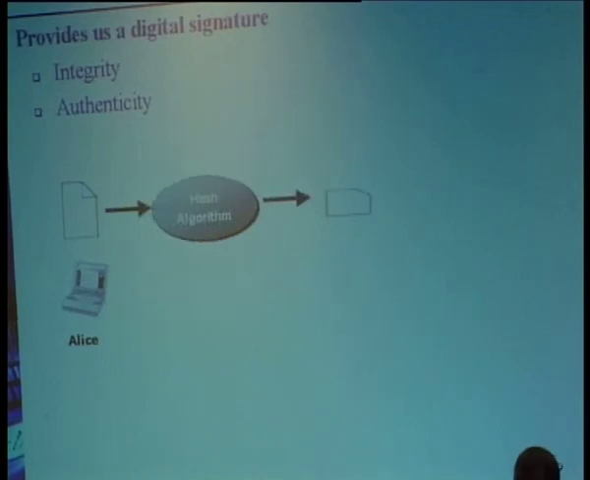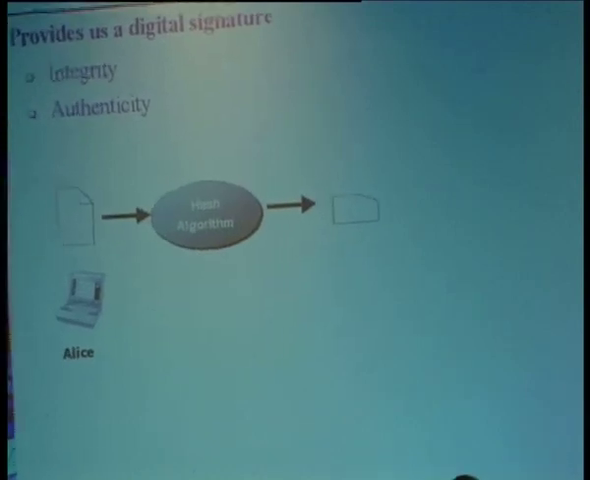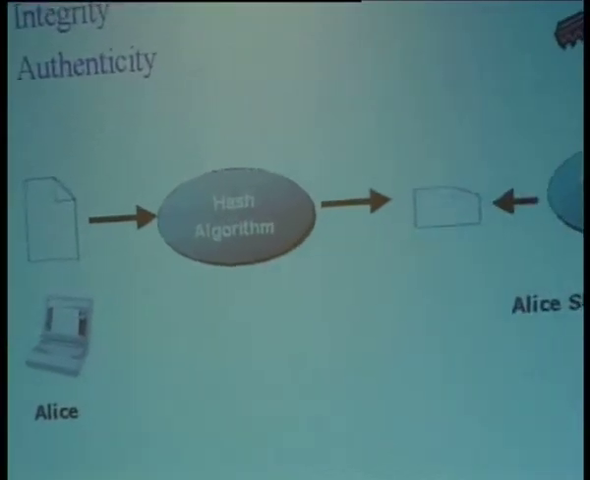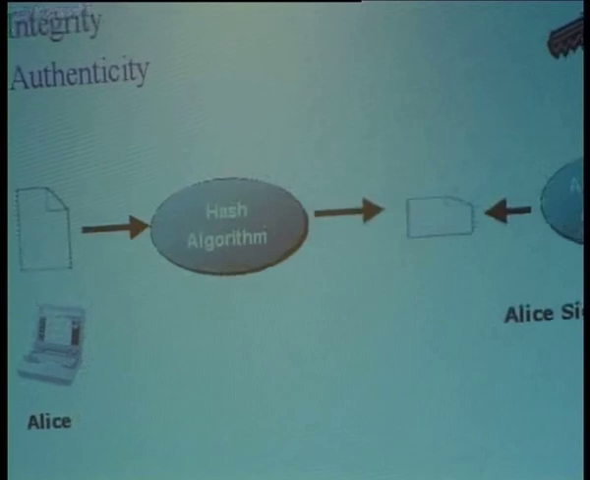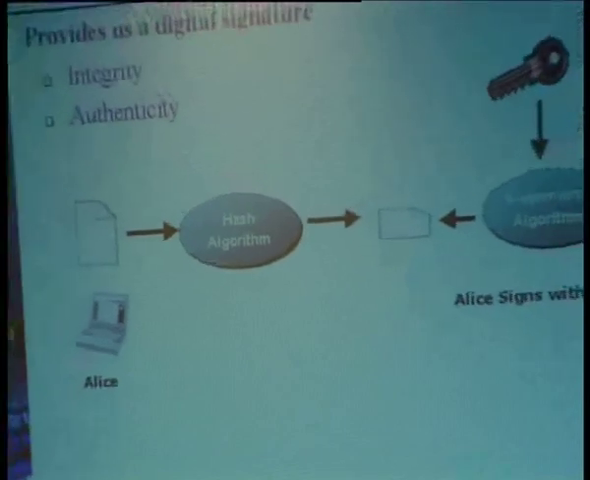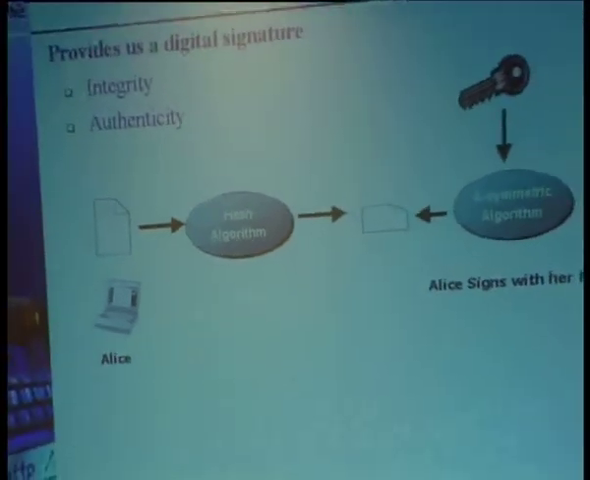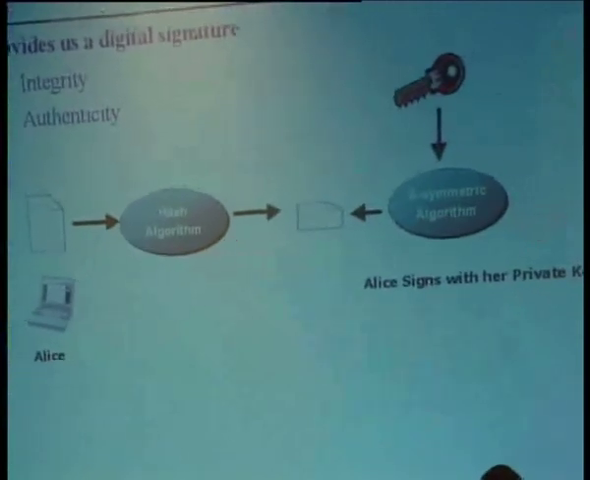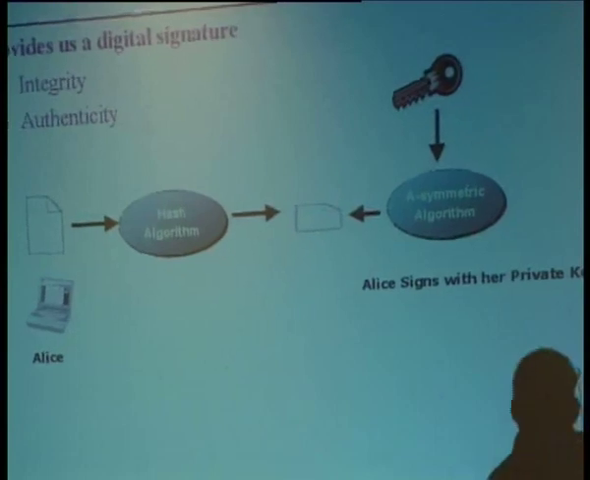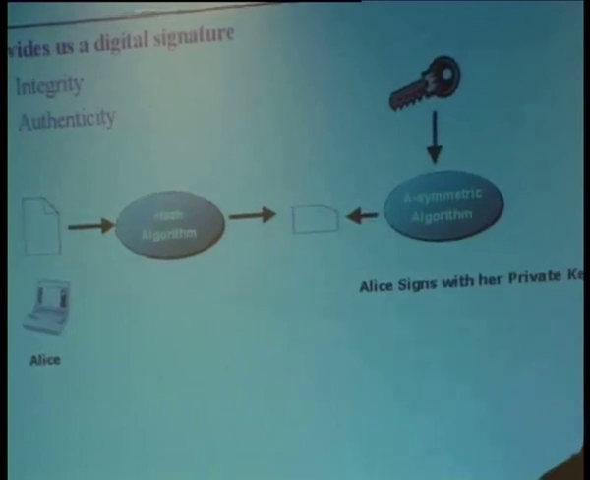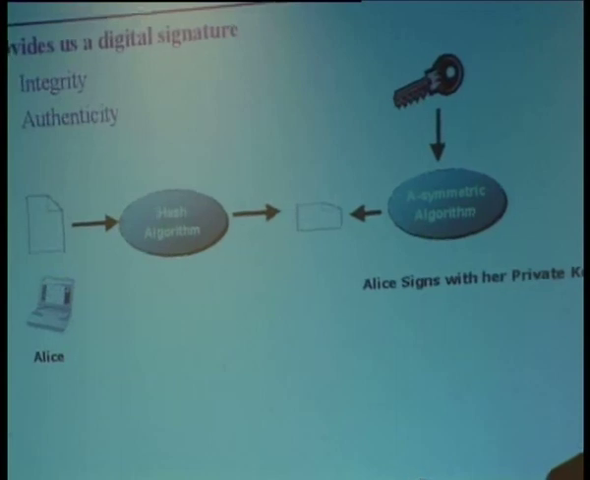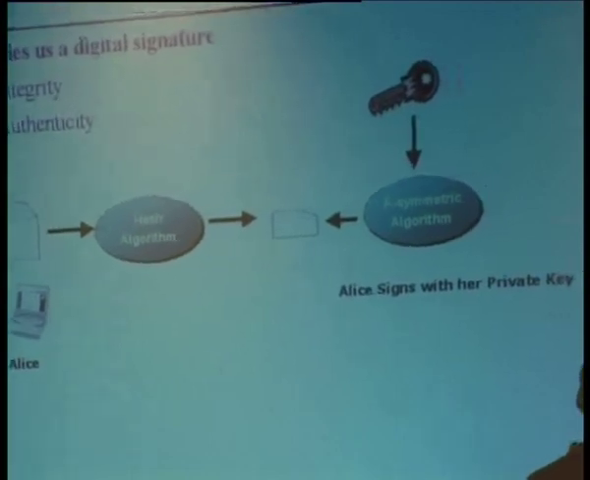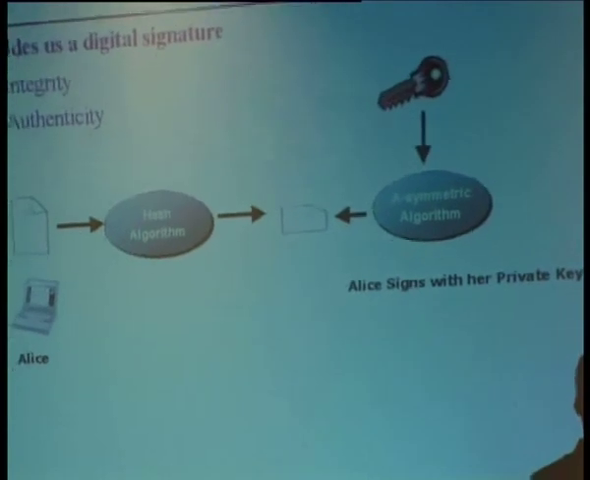You first take the hash algorithm and calculate the hash. Then Alice takes her private key and encrypts that hash with her private key. If she encrypts the hash with her private key, the whole world can decrypt it with her public key. We call this process signing. So she signs the hash with her private key.